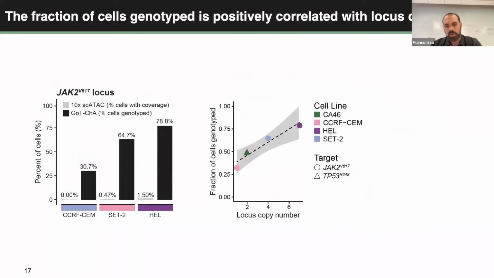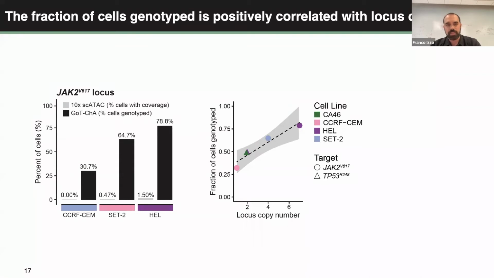But there was something else in this experiment that we noticed, that was that the efficiency, the percent of cells that we were capturing per cell line, was very variable. But what we noticed is that the locus copy number, the copy number within the JAK2 site that we were targeting, differed between cell lines as well. So when we tried to correlate these two features, we found that the locus copy number directly correlates with the fraction of cells genotyped.